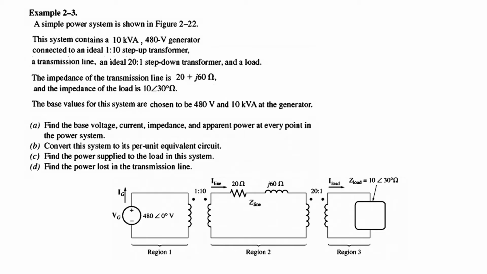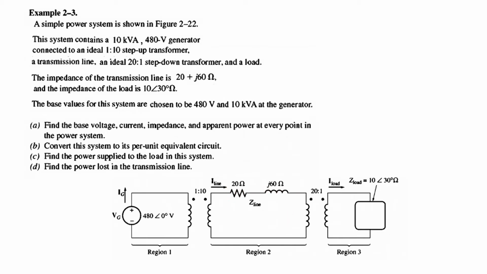Now let's see an example. I hope this clarifies many of our doubts. A simple power system is shown in the figure. This system contains a 10 kilovolt-ampere, 480 volt generator. So this generator has a power rating of 10 kVA and a voltage rating of 480 volts. It is connected to an ideal 1 to 10 step-up transformer. So this is the 1 to 10 step-up transformer. And it is connected to a transmission line. So this is the transmission line.